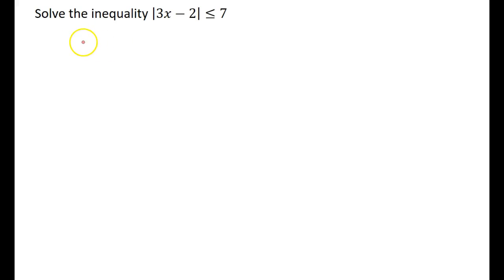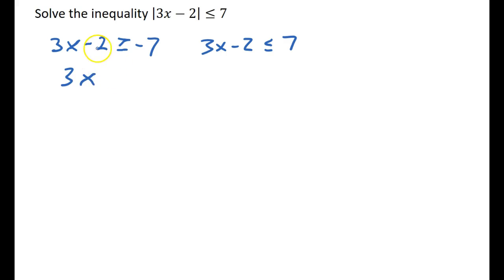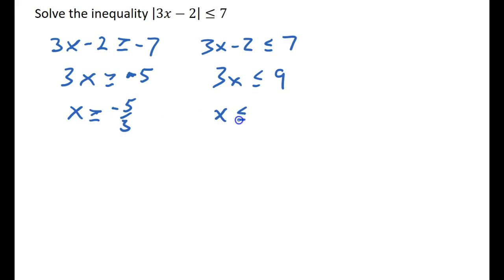Okay, so now let's talk about absolute values and inequalities. So we're going to do a positive and negative case, but remember that when we do a negative with an inequality, we have to switch the direction. So it's going to be greater than or equal to negative 7, and 3x minus 2 is less than or equal to 7. And we go ahead and solve this like normal. So I'm going to add 2 to both sides. And over here I'm going to add 2. And I get x is greater than or equal to negative 5/3, and x is less than or equal to 3.